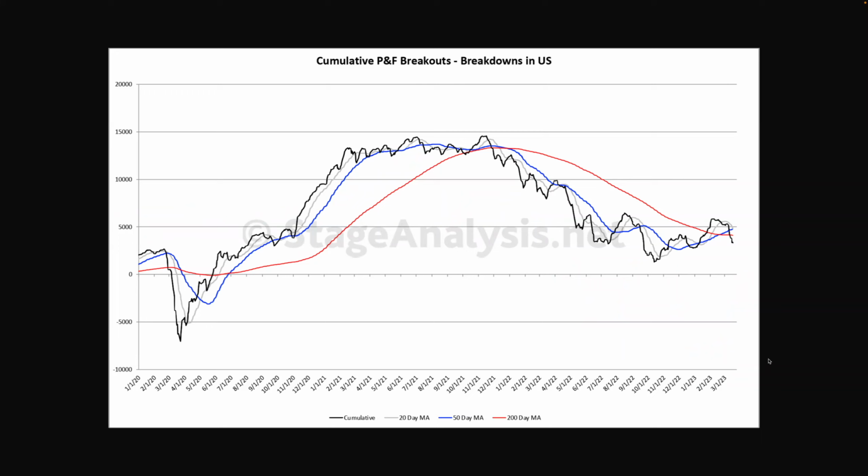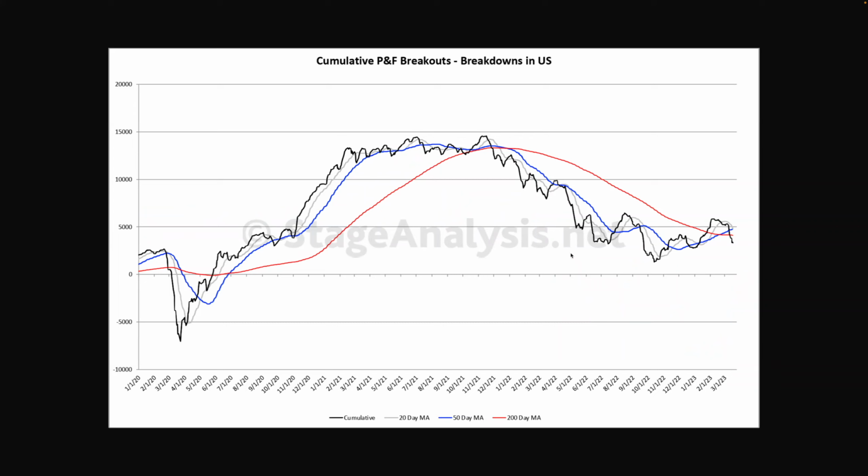Another custom breadth chart we do on the Stage Analysis website is the cumulative point and figure breakouts minus breakdowns. So this is something I do every day based on the point and figure double top breakouts and point and figure double bottom breakdowns. You could in theory do this for any market. I'm considering adding some more markets for this, as long as you've got the data for the point and figure breakouts, and you can do it in a consistent way. You can obviously chart that data.